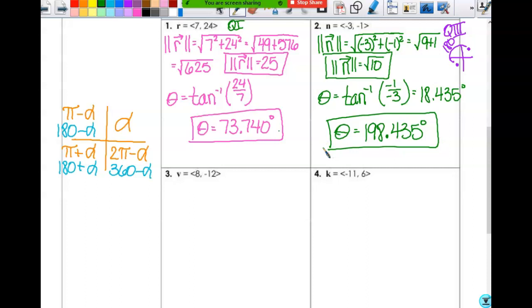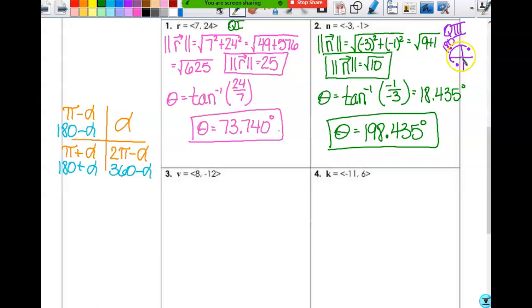What questions do you have? Do we understand why it's 198 and why it's not 18? Okay. You have to think. You can't just let the calculator spit numbers out at you and you write them down. You have to make sense of where things are and what it is.